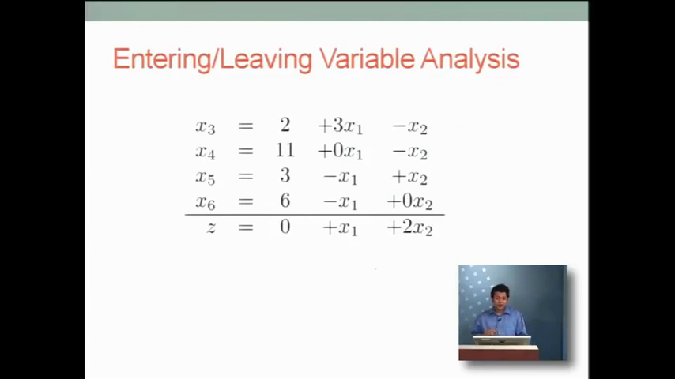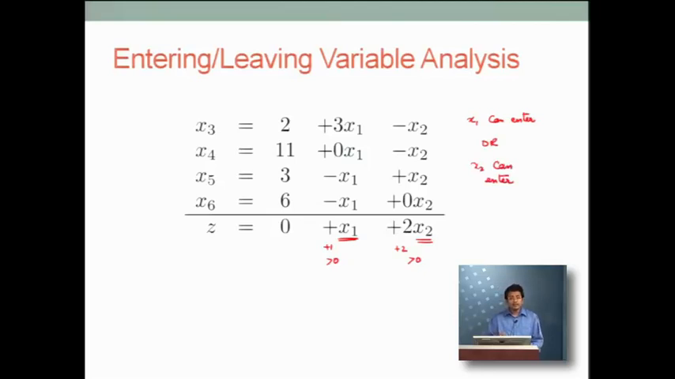Okay, so now it's time to do entering and leaving variable analysis. What are the possible entering variables for this dictionary, and what variables will leave corresponding to the entering variables? Let's recall the rule for entering variables. So the entering variable needs to be chosen from here, and the corresponding coefficients +1 and +2 must be greater than 0. So according to my entering variable analysis, x1 can enter if you wish, or x2 can enter.